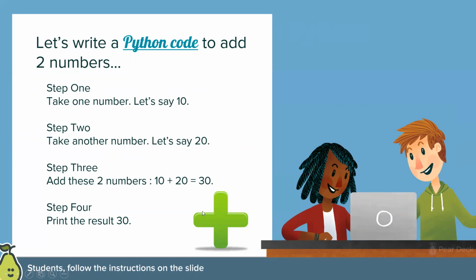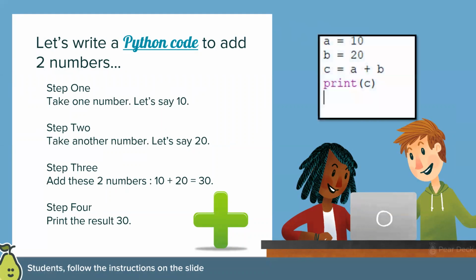Now let's see the code for it. So this is the very basic code of Python where you can add two numbers. Here we have taken a equals 10, b equals 20, c equals a plus b, and then we are going to print the result, which is going to be 30. You can press the F5 button on your keyboard to run this code and see the results.